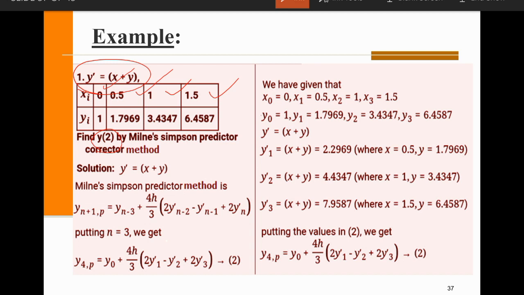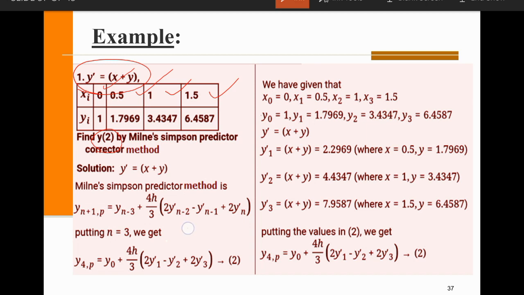Now see yourself, 0, 0.5, 1, 1.5, the next value should be 2, right? So if you assume 2 as your y4, then these values are x0, x1, x2 and x3. So at the points x0, x1, x2 and x3, the values of y are given, y0, y1, y2 and y3. So we will use Milne's predictor corrector method to find the value of y4. As we have learned, we first predict the value and then we will correct the value.